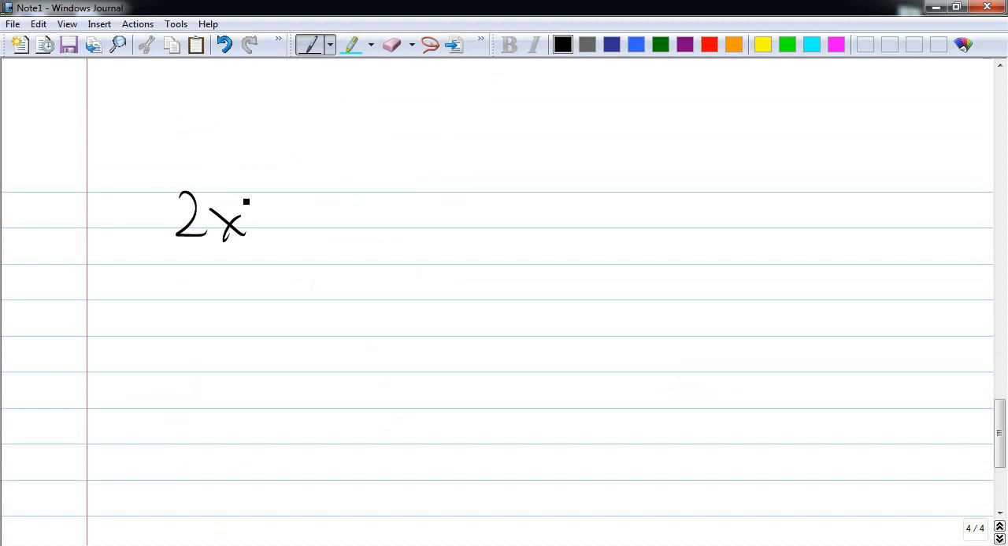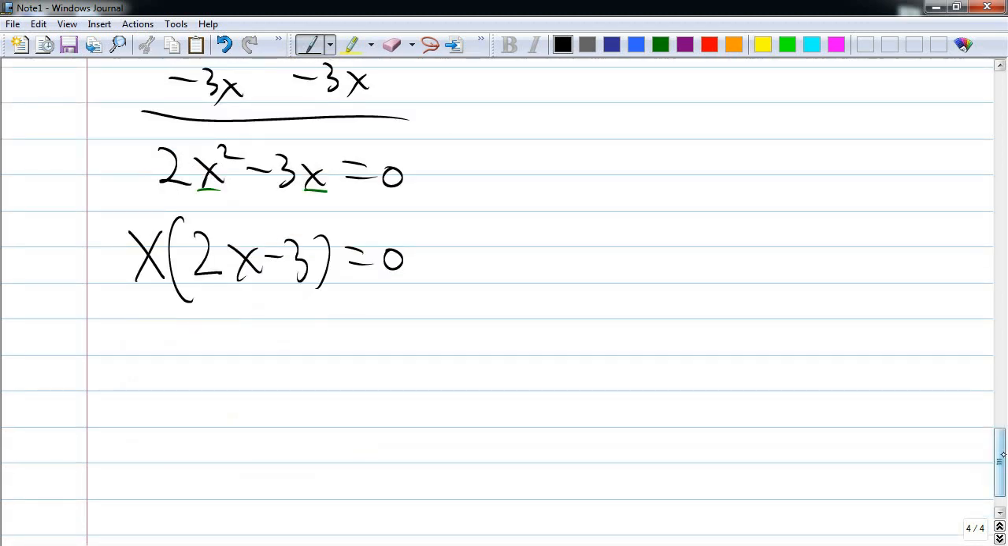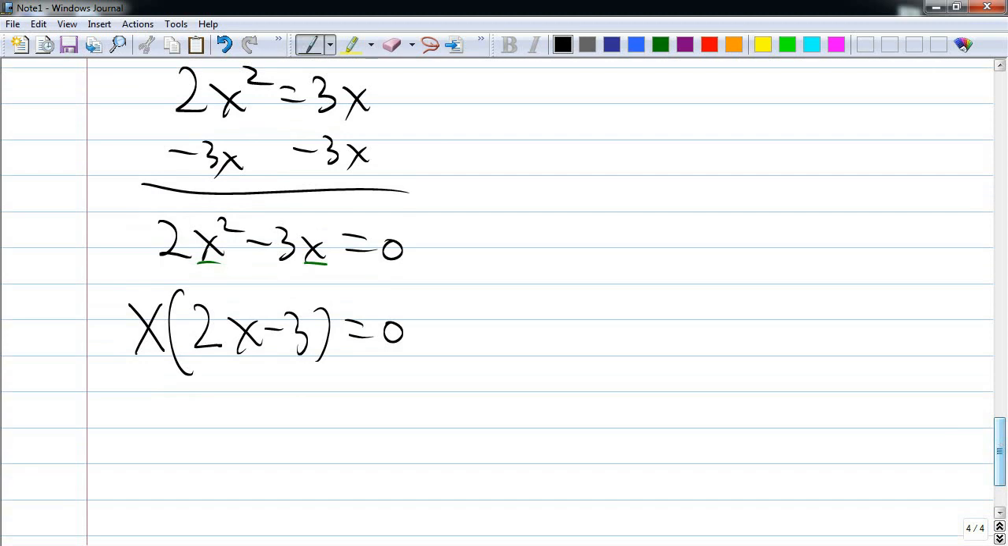Let's do 2x squared equals 3x. Okay? Pull everything to one side. And factor. Now, students see something like this and start freaking out because it's not a trinomial. That's okay. If it's not a trinomial, awesome. This is easier to factor because it has a greatest common factor of x. I can factor out an x, and I'm left with 2x minus 3.